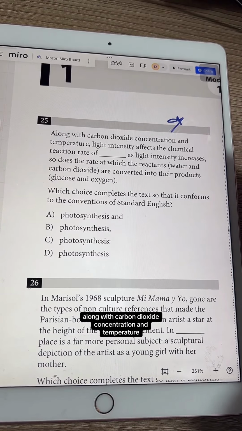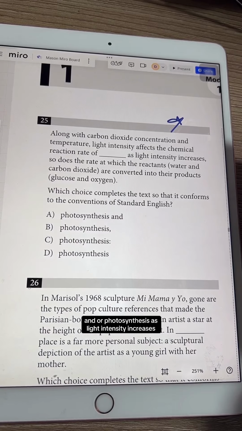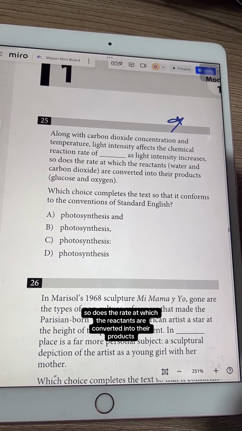Along with carbon dioxide concentration and temperature, light intensity affects the chemical reaction rate of photosynthesis. As light intensity increases, so does the rate at which the reactants are converted into their products.